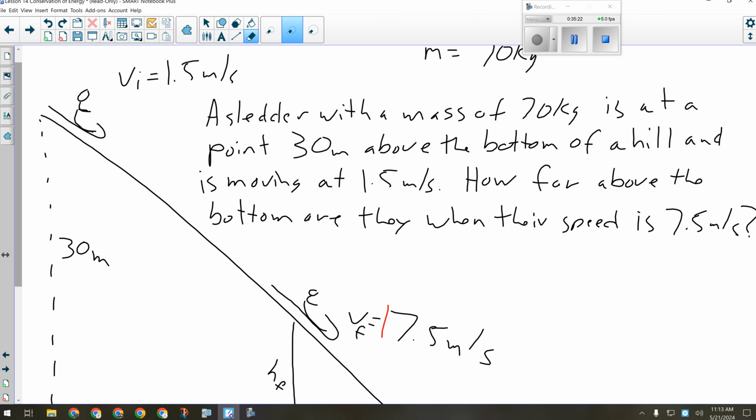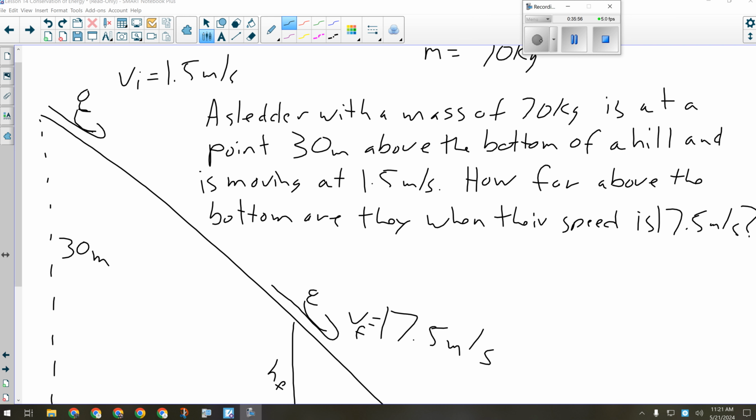That should be 17, sorry. I have to redo that. Actually, let me erase that number. Okay, a little while later, they're moving at 17.5 meters per second. How high from the bottom vertically are they now? See if you can solve that one. All the givens are there. You've got to do a little bit of EI equals EF algebra here. But I think you guys can handle it. I'll give you a few minutes and then we'll go through it.